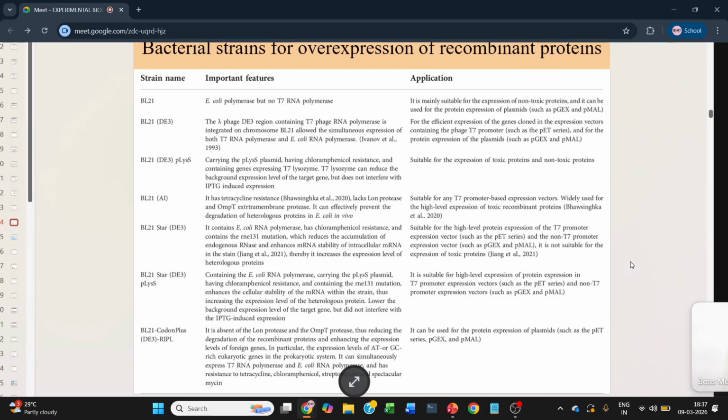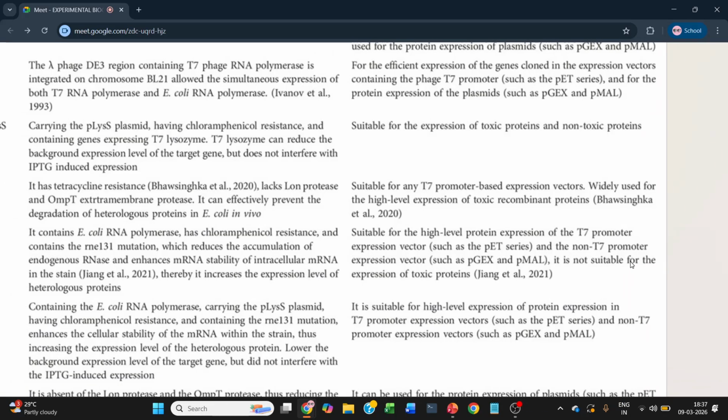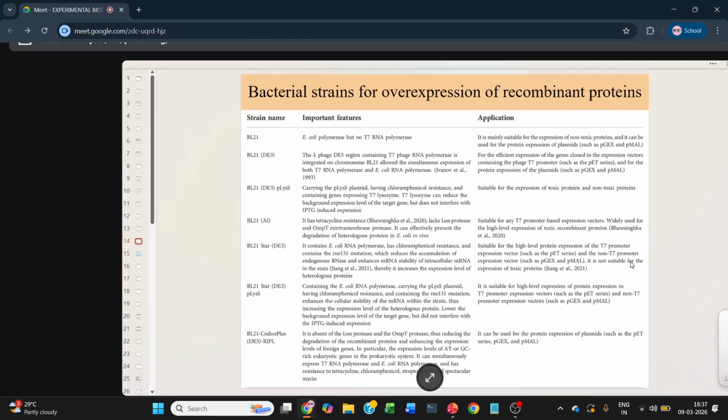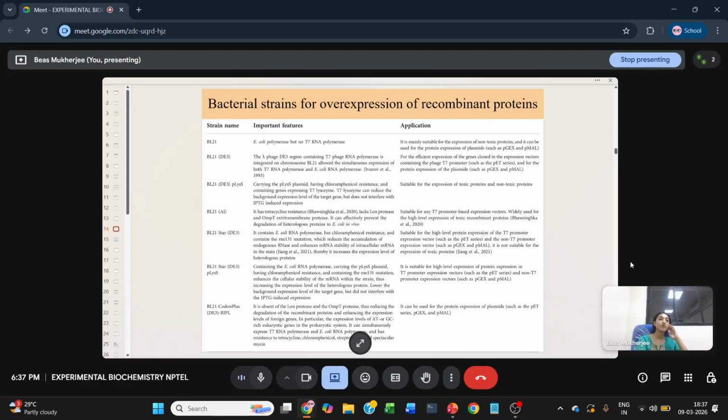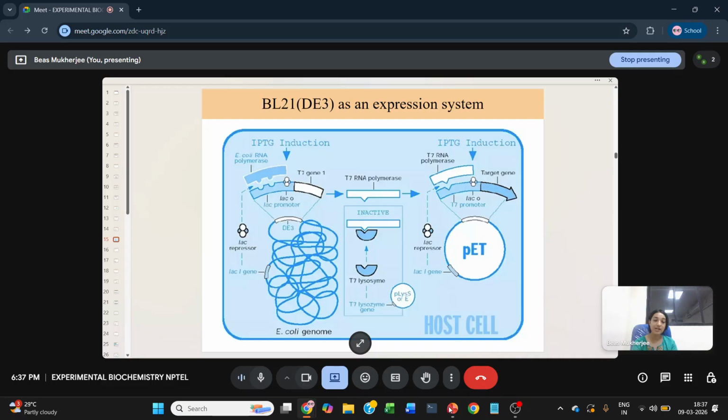Okay. Now, this is suitable for expression of toxic proteins and non-toxic proteins both. Right? So T7 lysozyme can reduce the background level expression of the target gene, but it does not interfere with the IPTG induced expression. So it is basically helping you to control the background expression of this T7 RNA polymerase when it has not been induced by us, right? Now we will talk about this BL21 DE3 pLysS in a little more details.